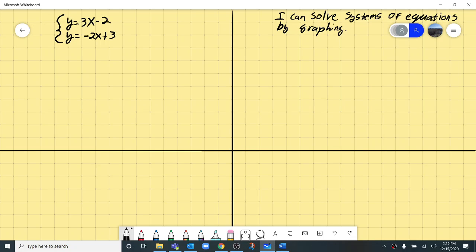Okay, so today we're going to talk about, today and next class, your objective: I can solve systems of equations by graphing.